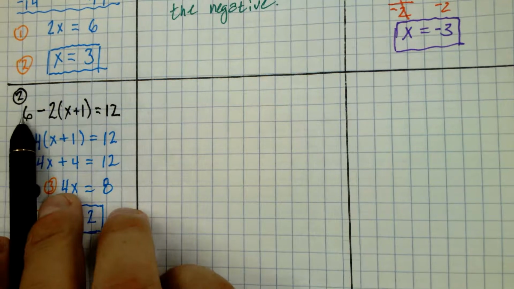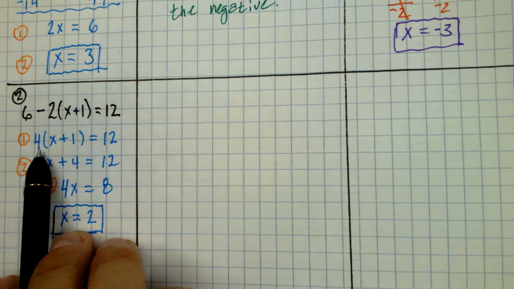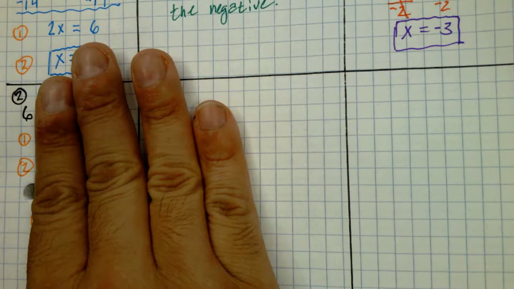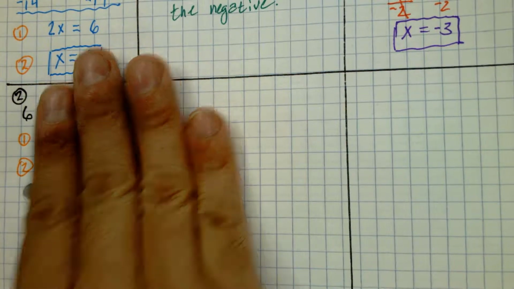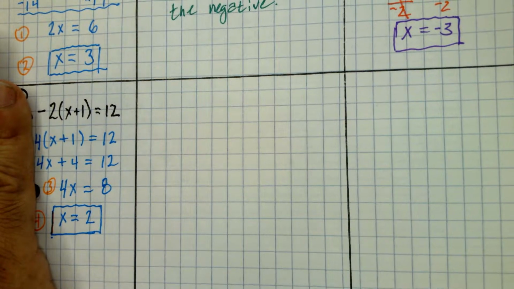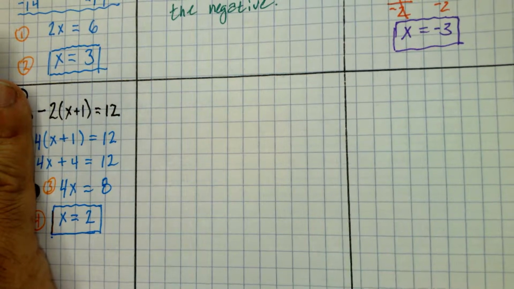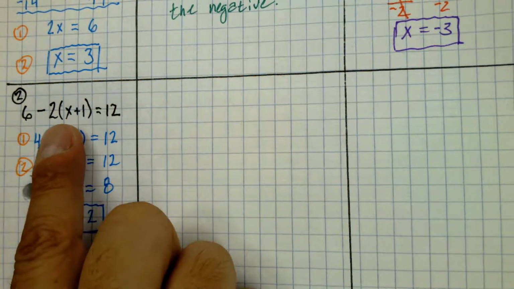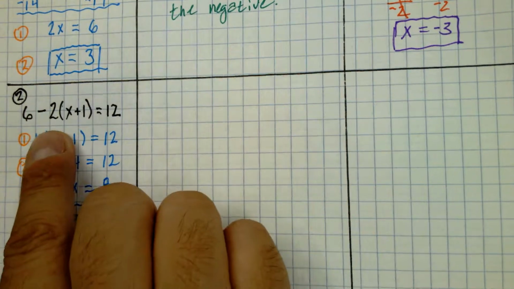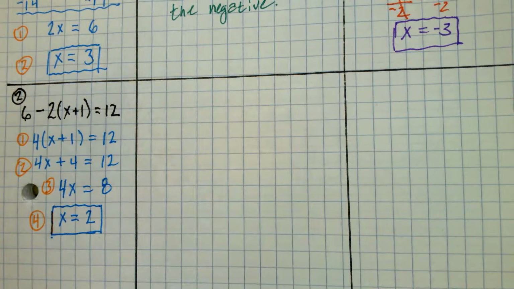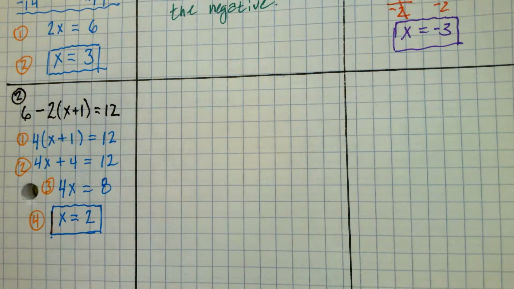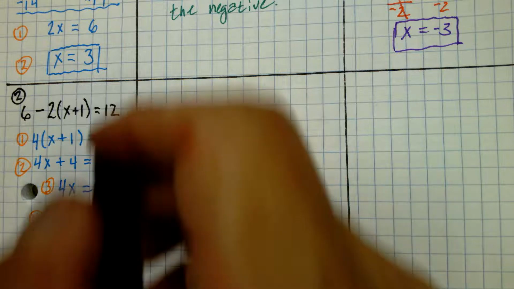You see how they said, oh, 6 minus 2 is 4. But wait a minute. This 6 is a constant. It's just a number being added or subtracted. But this 2, or -2 actually, is a factor, or sometimes we call it a coefficient. It's something that's multiplying something else. So there are 2 different types of numbers. One is a constant, and the other is a coefficient. And we can't subtract something that you should multiply with. Okay?